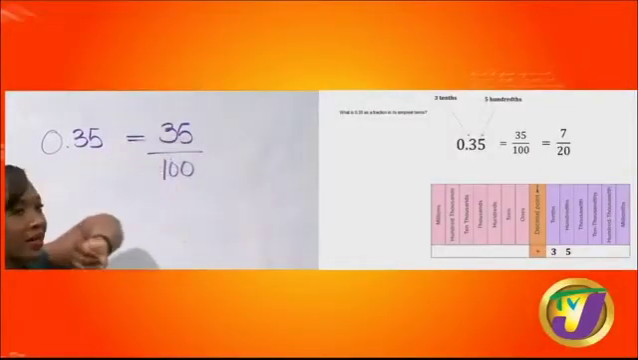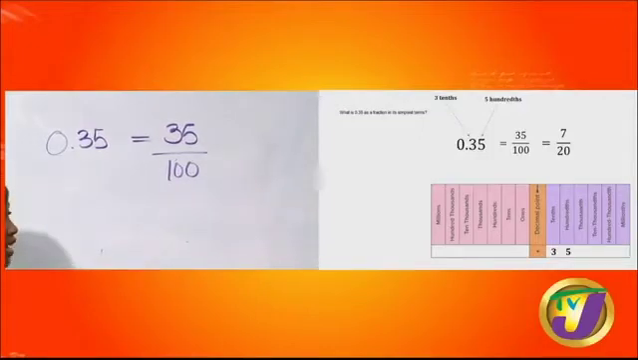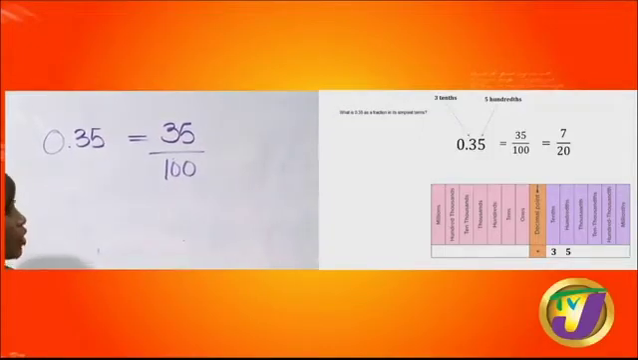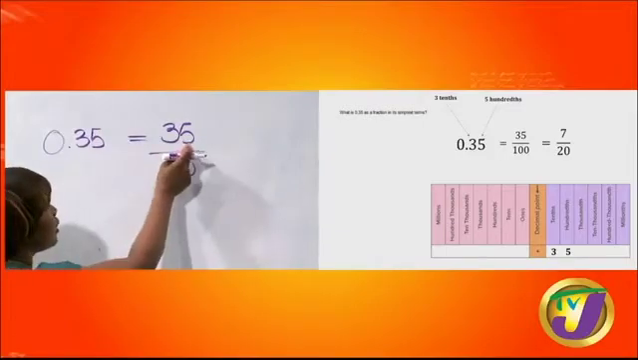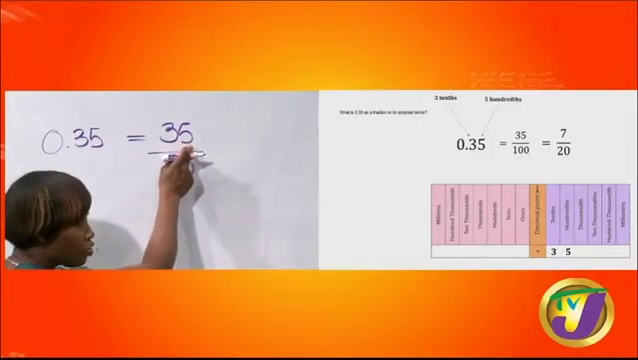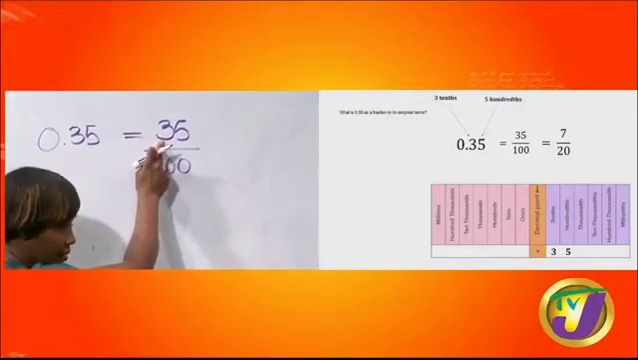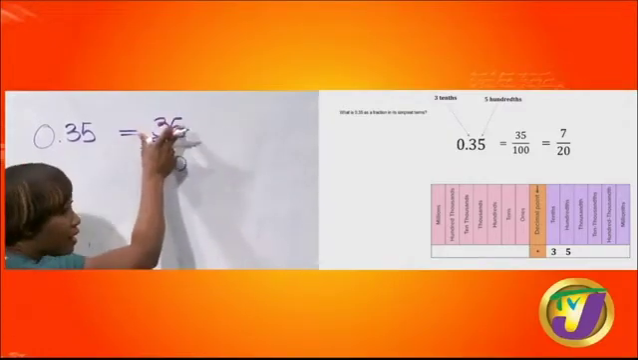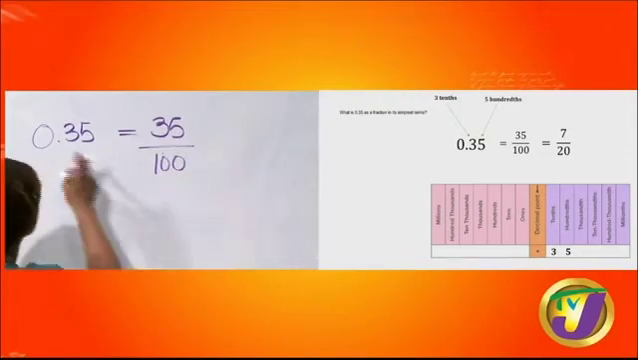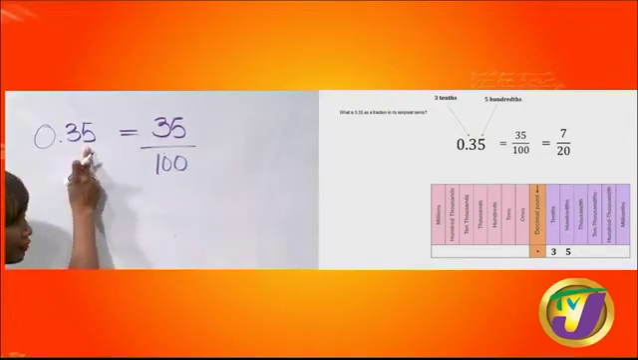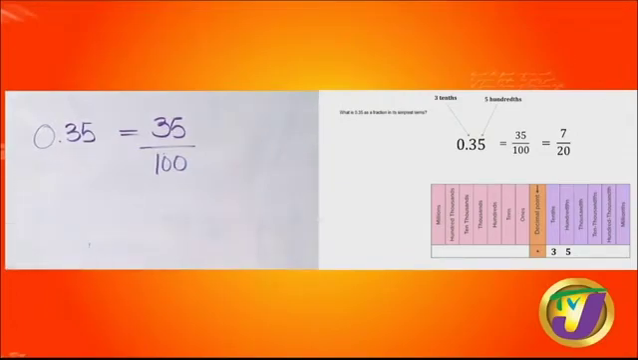Now, remember that we said that each place value either increases or decreases by 10. So if we're going to the left, you would need 10/100 to make 1/10. So that means this is 35/100 or 3/10 and 5/100. What did I ask?